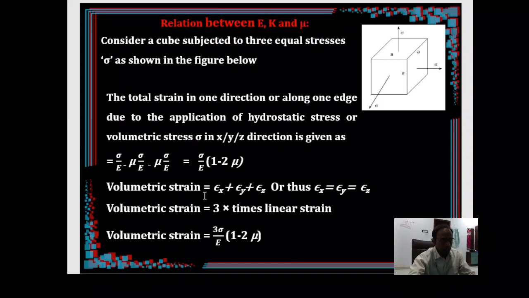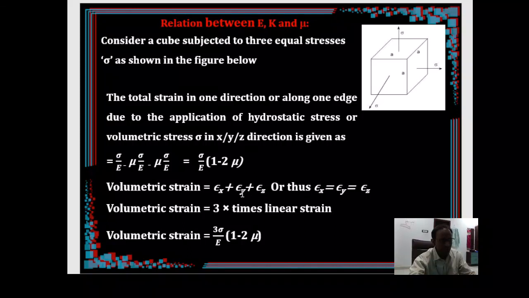Then, if you want to calculate volumetric strain, we discussed it in the previous section, on the topic of volumetric strain. It is nothing but the summation of the strain in x direction, y direction, and z direction. Of course, here all three stresses are the same, therefore the resulting strains are also the same. That is epsilon x, epsilon y, epsilon z all become equal. So when you want to calculate volumetric strain in this particular case, this becomes 3 times epsilon x.